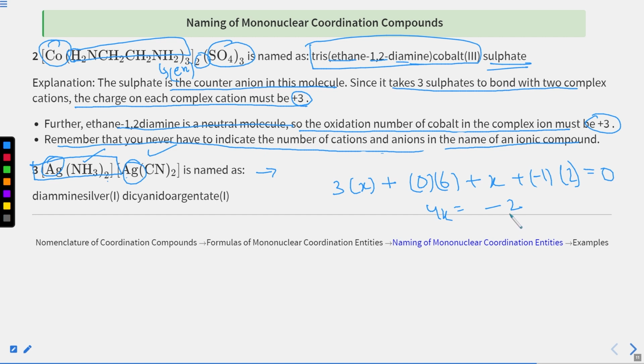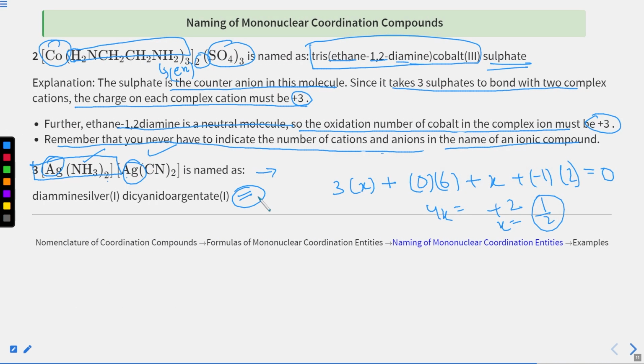Clear? That is equal to -2. That would give us an oxidation state of 1/2. Okay, I think something is wrong here, so we'll see this example in the next class. Okay, so leave it for now.